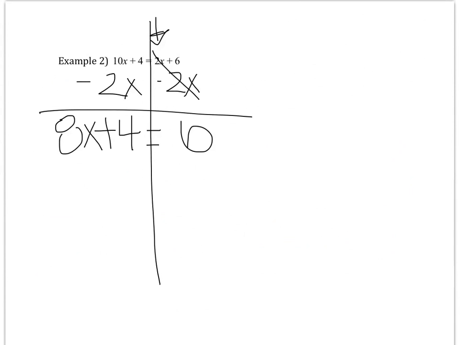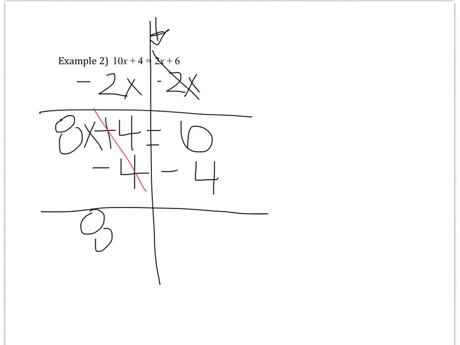Remember, your goal is to get your variable alone. In order to do that, I need to move my plus 4. The inverse of addition is subtraction. So I'm going to subtract 4 from both sides. Plus 4 and minus 4, they're going to cancel. I'm left with 8x. 6 minus 4 is going to give me 2. Don't forget to put your equal sign in between.